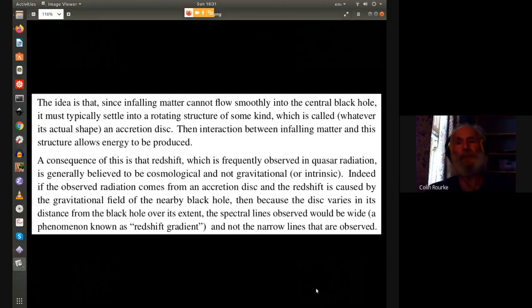The consequence of this is that redshift, which is frequently observed in quasar radiation, is generally believed to be cosmological and not gravitational. Indeed, if the observed radiation comes from an accretion disk, and the redshift is caused by the gravitational field from a nearby black hole, then because the disk varies in its distance from the black hole, the spectral lines will be wide, a phenomenon known as redshift gradient, not the narrow ones observed.